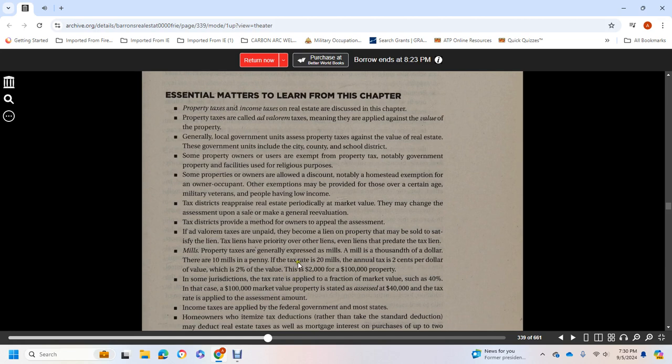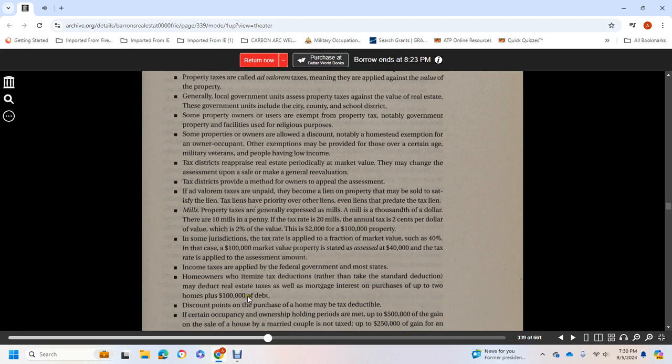Property taxes are generally expressed in mills. Mills are thousandths of a dollar. Ten mills is one cent. A tax rate of 20 mills is an annual tax of 2% on the dollar, so 2% of the value is $2,000 for a $100,000 property. Some jurisdictions tax a fraction of market value, such as 40%. In this case, a $100,000 market value property is assessed at $40,000. The tax rate is applied to the assessment amount.